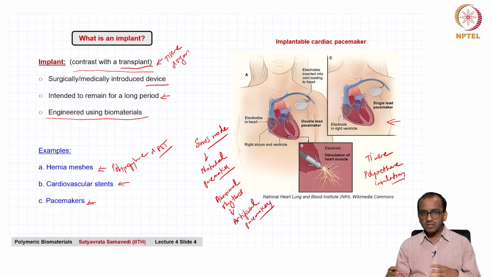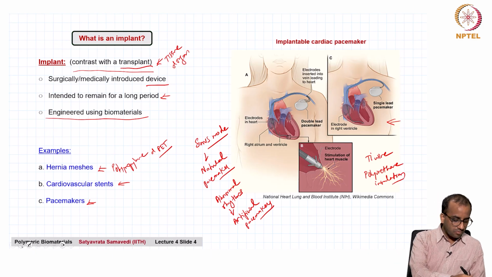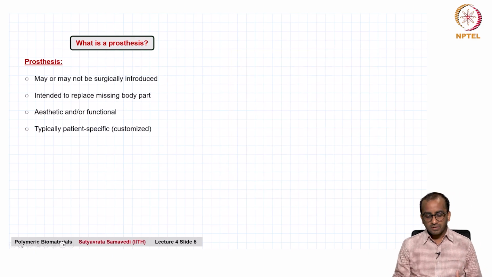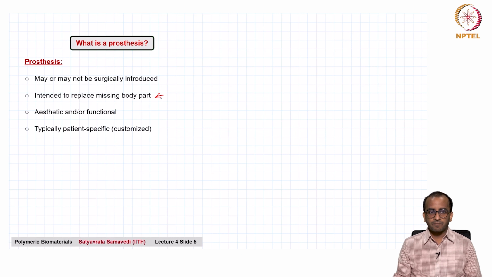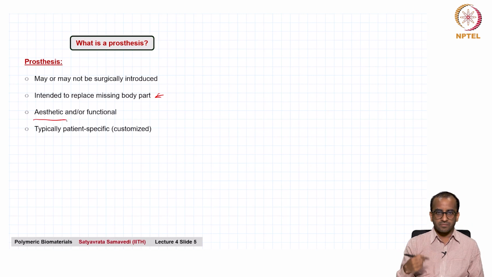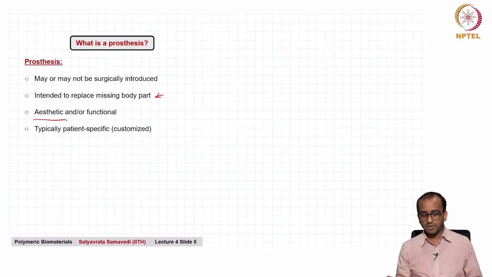And these are just two very important aspects of the pacemaker. The pacemaker itself is a much larger device than just these two. But our goal here is to understand what the role of specific materials is in a device such as the pacemaker, which is implanted. Now, you can also have something called a prosthesis that may or may not be surgically introduced, but it's largely intended to replace a missing body part, right?